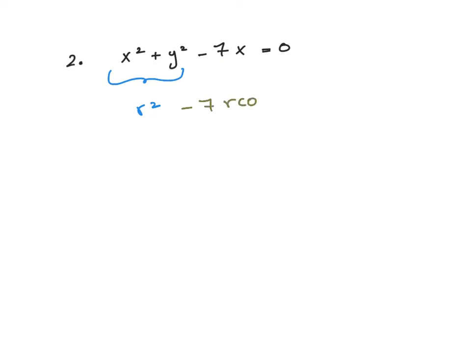X is r cosine theta. Again, when we change to polar, we're trying to write the equation in the form of r equals. So let's factor. So r and then r minus 7 cosine theta. Set each factor equal to 0. So r equals 0, and the second one would be r equals 7 cosine theta.